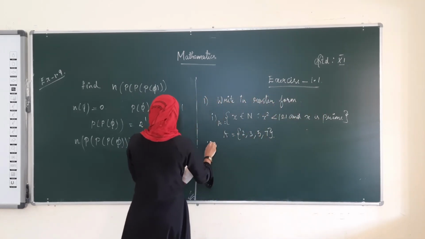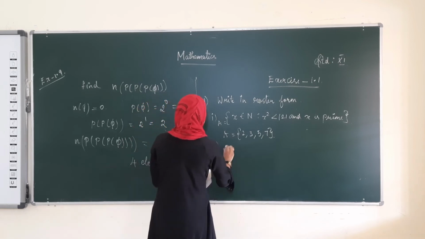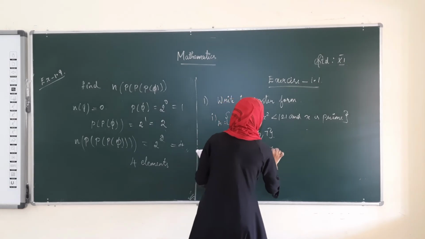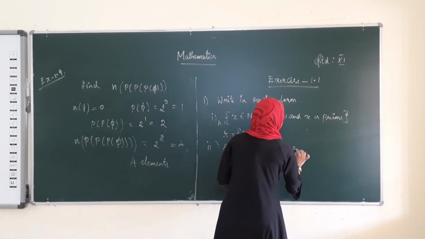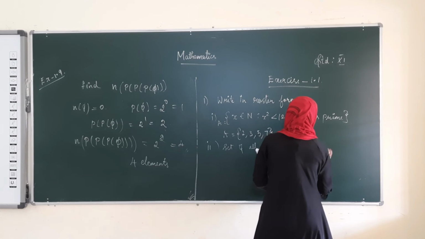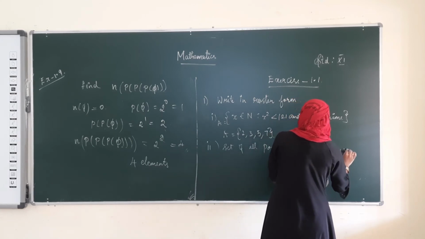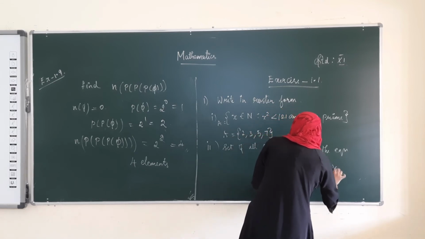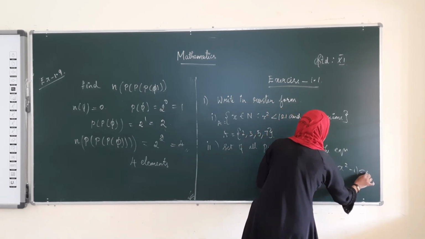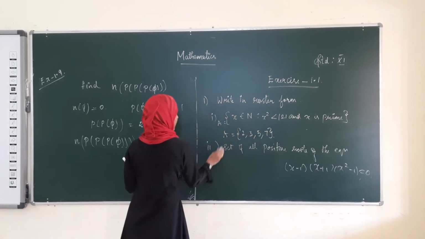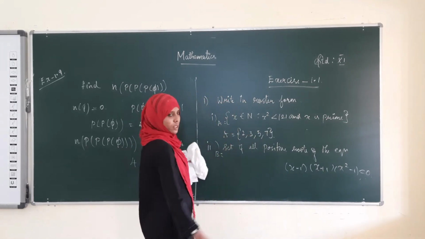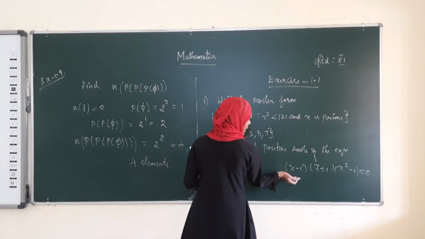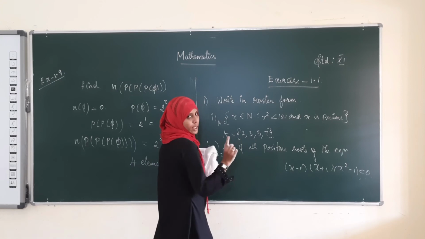This is the roster form of the given set. Okay. Next, in the second question, what they have given is the set of all positive roots of the equation. What's the equation they have given? x minus 1, x plus 1, x square minus 1 equal to 0. Let us take this set as B. So, we have to find the roots of this equation. Then we have to take this set as only the positive roots.